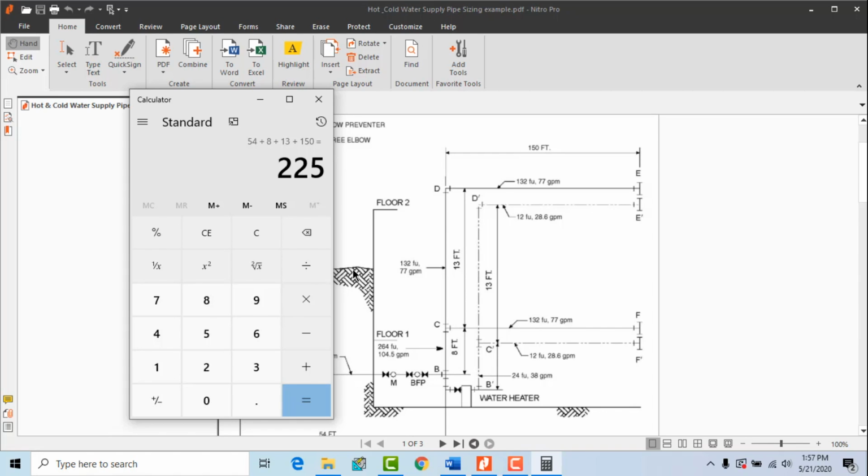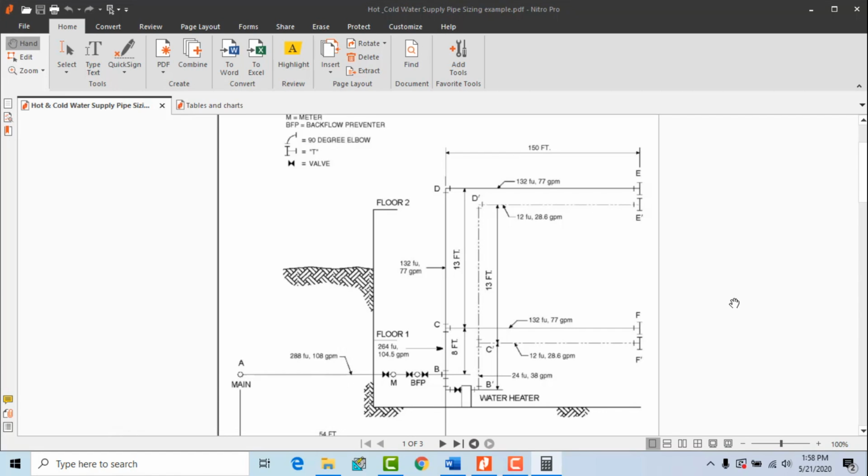So as a rule of thumb, for now, as a trial pipe size, we can add 50% of the straight length of the pipe. So 50% will be 112.5, plus 225 equals 338. So the total equivalent length of run is 338 feet.